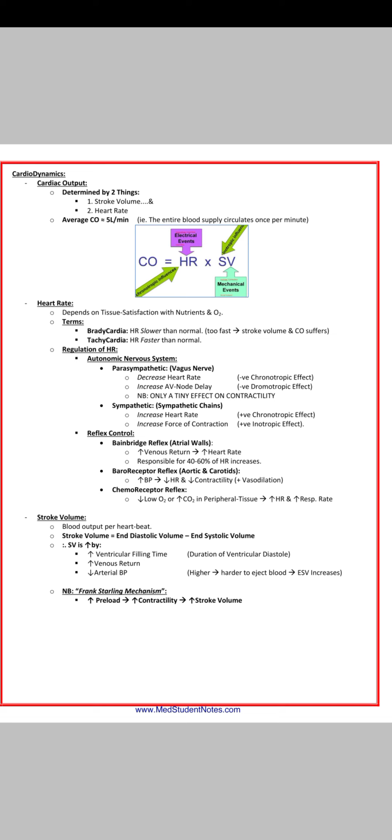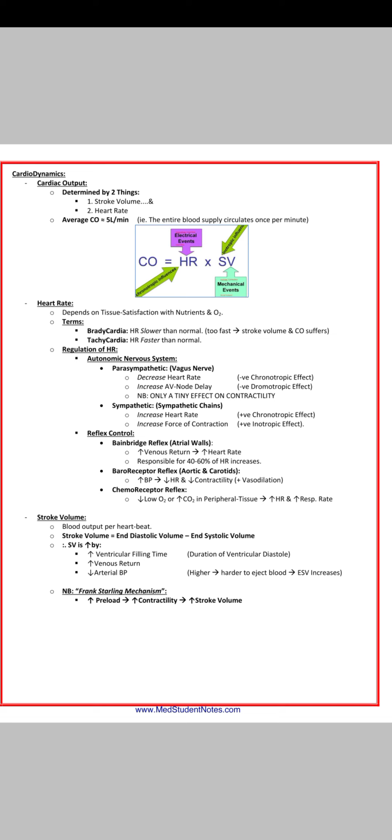Next is reflex control. Which are the reflexes? The Bainbridge reflex, which is from the atrial walls. Next is the baroreceptor, which is in the aorta and the carotids. Next is the chemoreceptor reflex, which is due to the increase in carbon dioxide and decrease in oxygen, and this causes the increase in heart rate and the respiration rate.